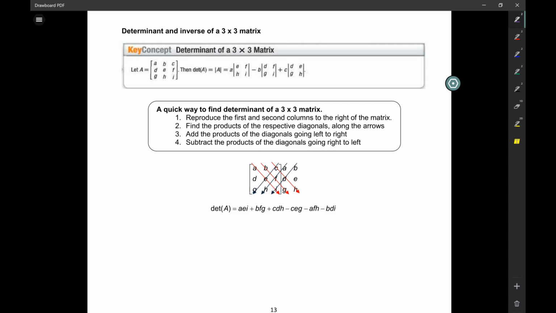Reproduce the first and second columns. So you see how here you have that first column and the second column. You copy those over here. All right, just clone them over. I'll do an example. Then you find the products of the numbers on these black diagonals, okay? And you add them with each other. Then you find the products of these numbers on the red diagonals, and those you subtract, and voila, you've got your determinant. Okay, let's just do one before I take questions.